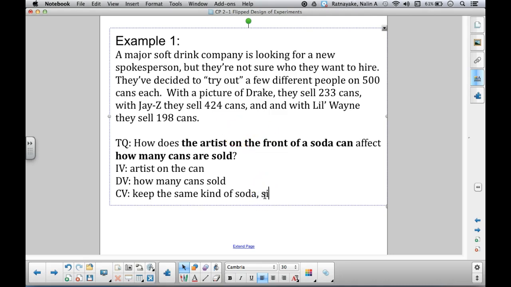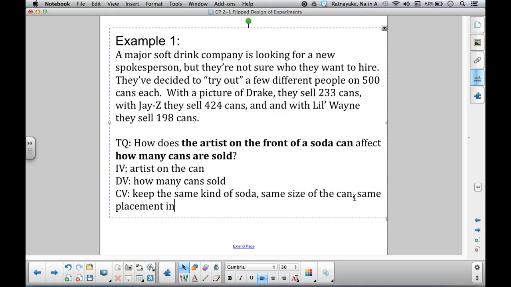I might also want to keep the size of the can constant. If some cans are bigger than others, then maybe it doesn't matter. Maybe even though I like Jay-Z more than Drake, I might go for a bigger can that has Drake on it just because I want more soda. I wouldn't want that messing up my results. So, same kind of soda, same size of the can, and we probably want to keep the same placement on the store shelves.